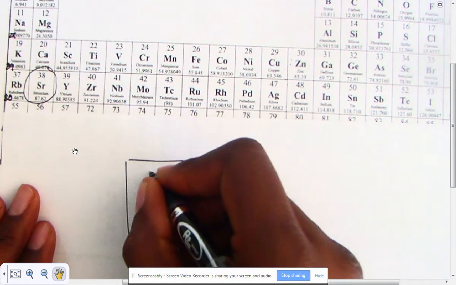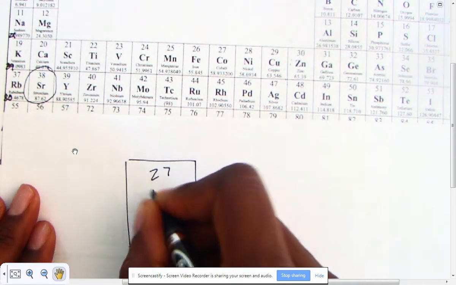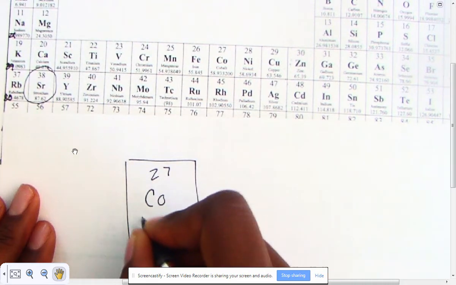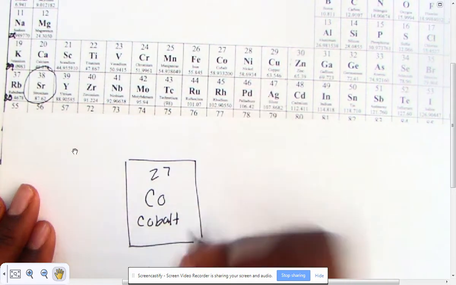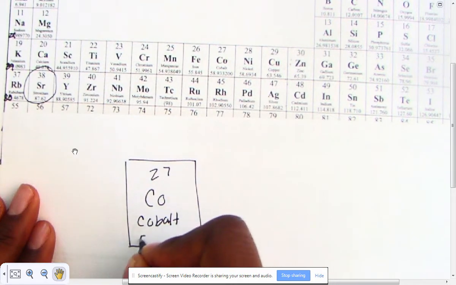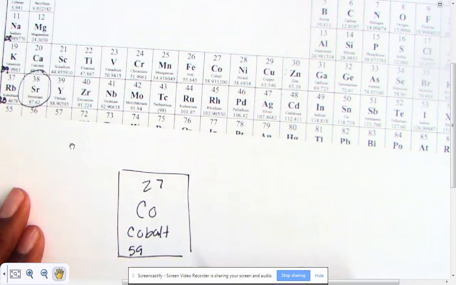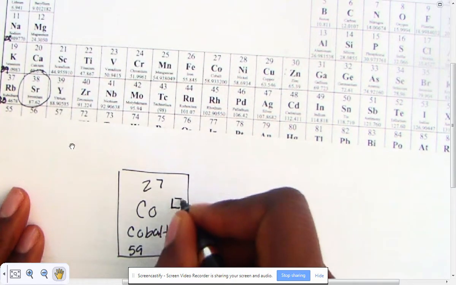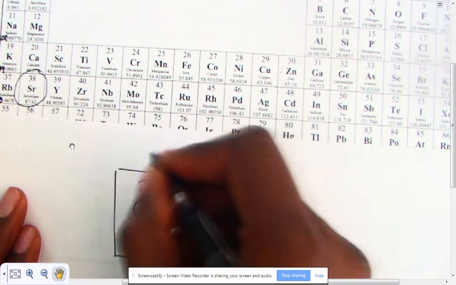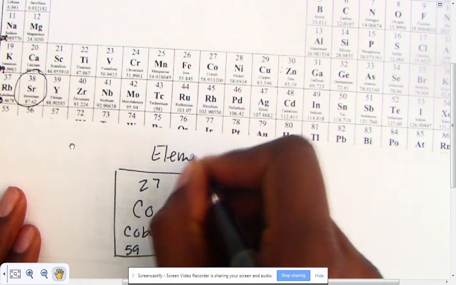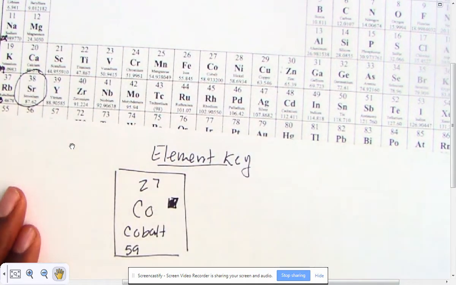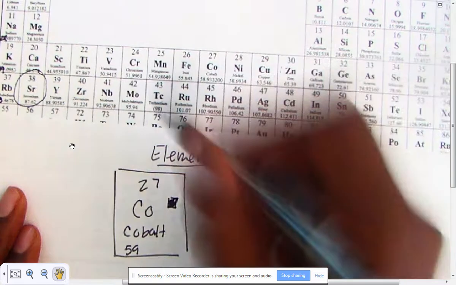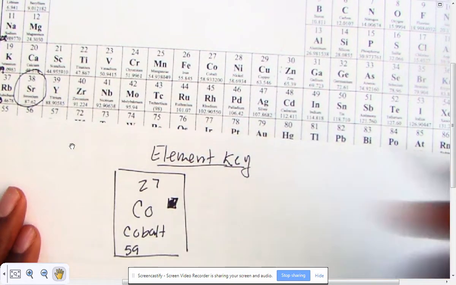Cobalt is element 27. And I'm going to round off the number on the bottom to 59. Now, I'm going to draw a box here, and I'm going to explain to you exactly what that means. Okay, so you have what's called an element key. This gives you a breakdown of what you're looking at. Each element listed on a periodic table contains information.